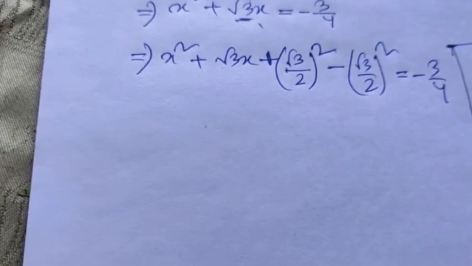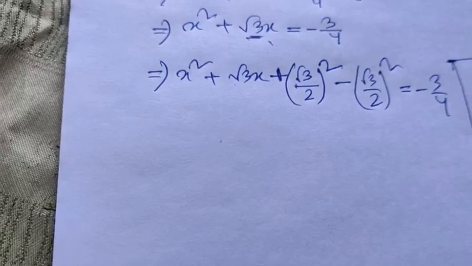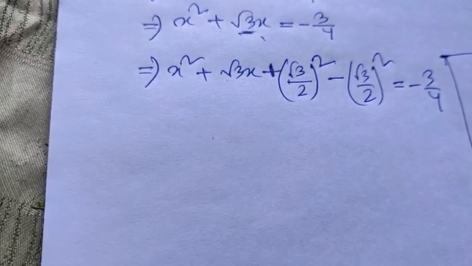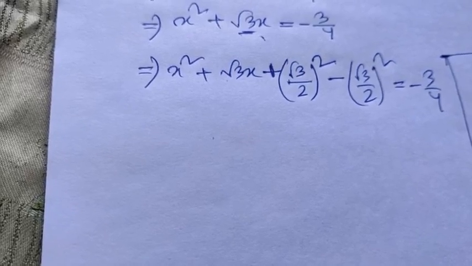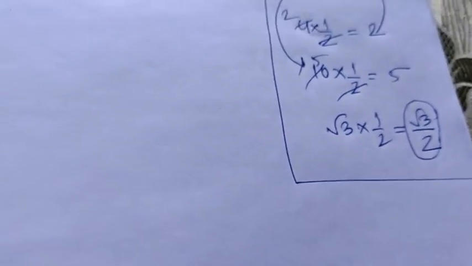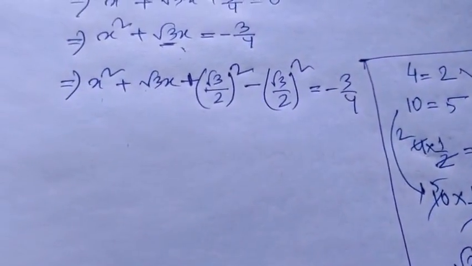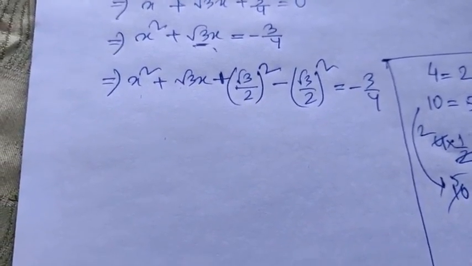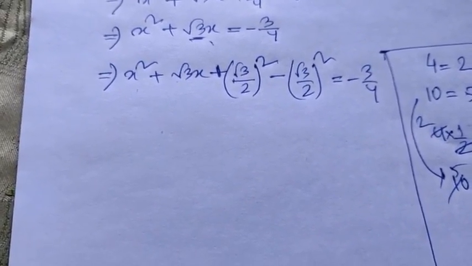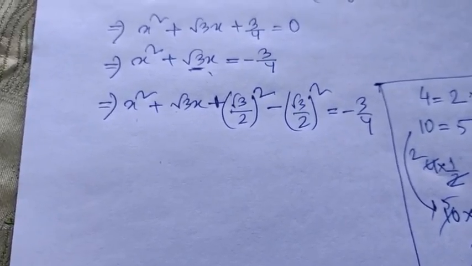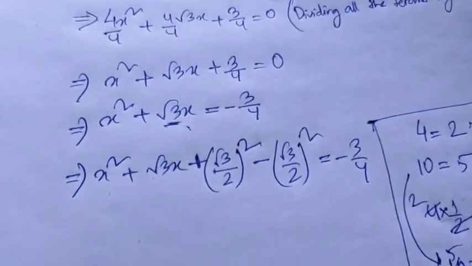In this line, x square plus 3x, but after that, if you see the second term, the coefficient of x is root 3. If we take half of it, we get root 3 by 2. If we square it, root 3 by 2 whole square, we add it on both sides. Then equal to minus 3 by 4. Then next, what will you do?